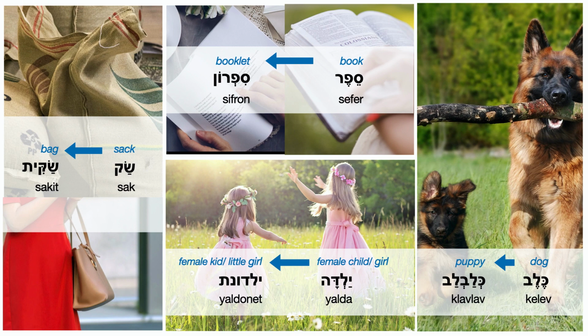Now let's look at some of those words with visuals. Kelev, klevlav. Dog, puppy. Sefer, sifron. Book, booklet. Yalda, yaldonet. Girl, little girl. Sak, sakit. Sack, bag.